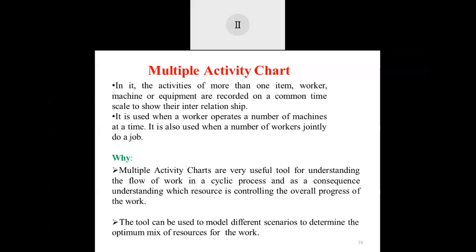So how to use our resources in the optimum way.